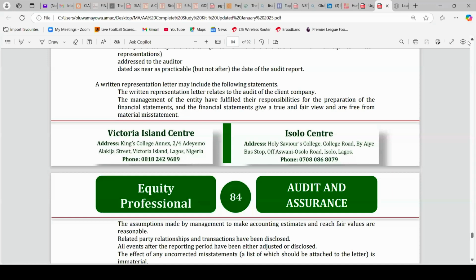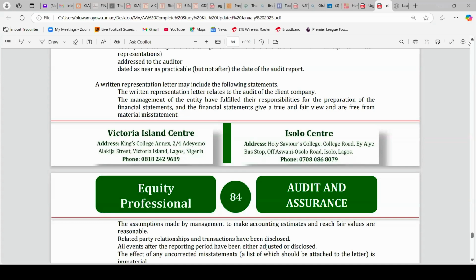That's financial statement assertions. Then, management have also disclosed all information to the auditor. All of these things must be in the written representation. Now, if you look at this written representation, it gives the auditor a reason for that, in carrying out our audit: this is the stance of the management.